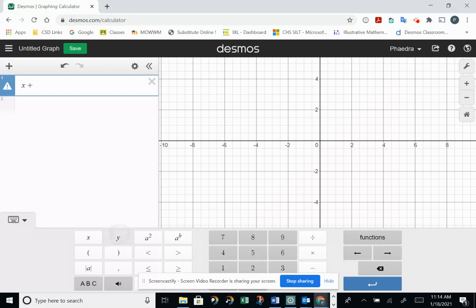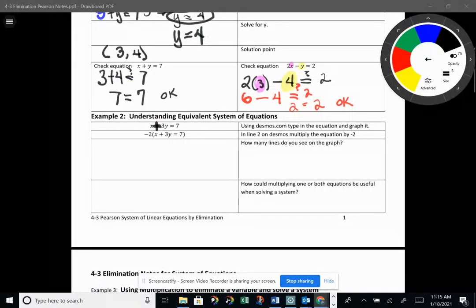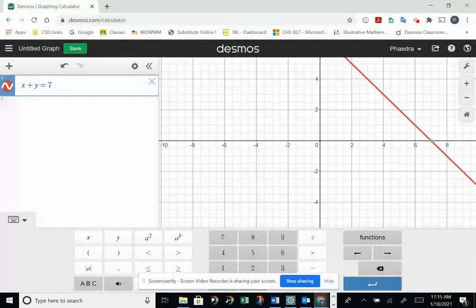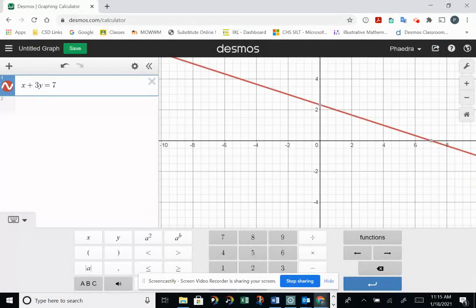Plus y equals 7. And then I just type that in, and now I've got my graph. So now when I go back, it says, okay, now let's see when I have, oh, and it should be 3y equals 7. Whoops. So this should be a 3y. I forgot my 3. Sorry, guys. So this is your original equation.